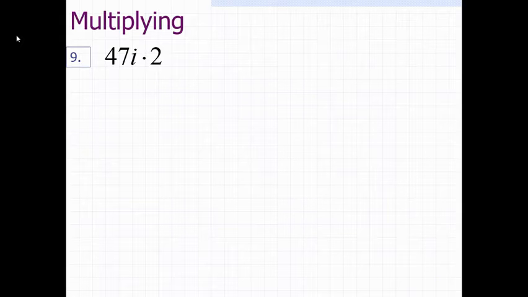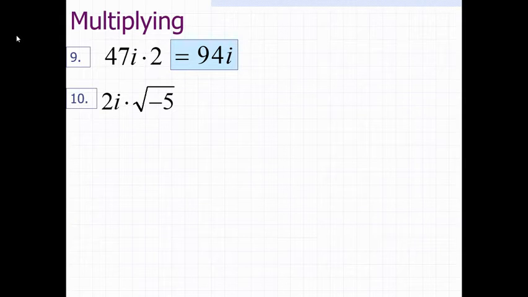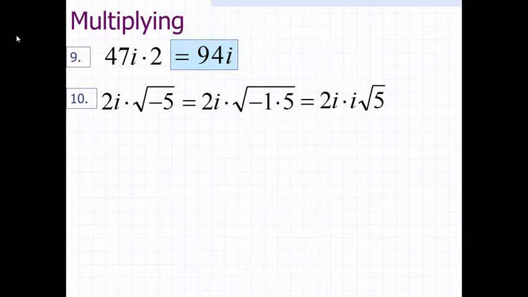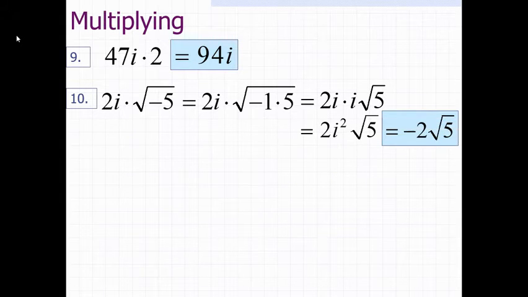Now we're going to multiply together. So what happens when we take 47i times 2? It's just 2 times 47 is 94, but the I stays the same. What about 2i times the square root of negative 5? Now the square root of negative 5 means that we get to take out a square root of negative 1, which is an I. So now we have two i's together. Remember, I squared is negative 1, so it's negative 2 square root of 5.